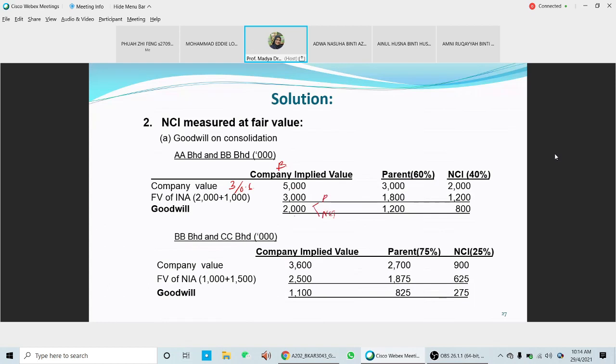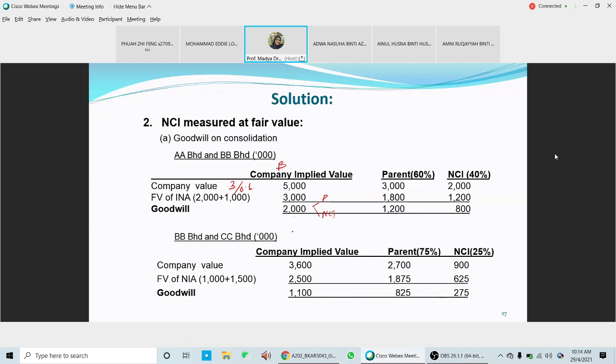Forgot to unmute the entry. Okay. Hopefully that won't disturb much. So we're going to take 2 million times the parent's 60%, which gives 1.2, and then NCI has the other 40%, so the goodwill for NCI here will be 800.